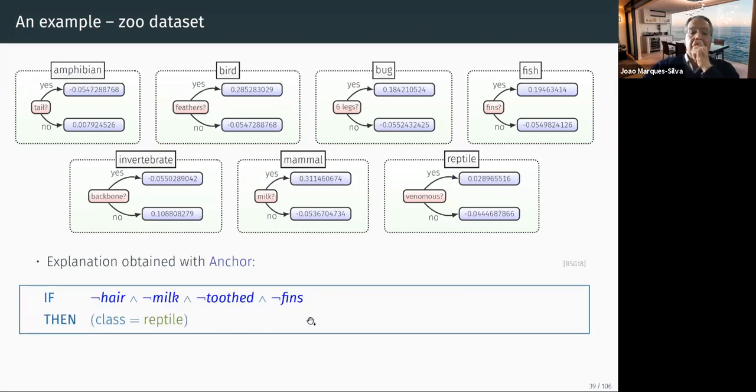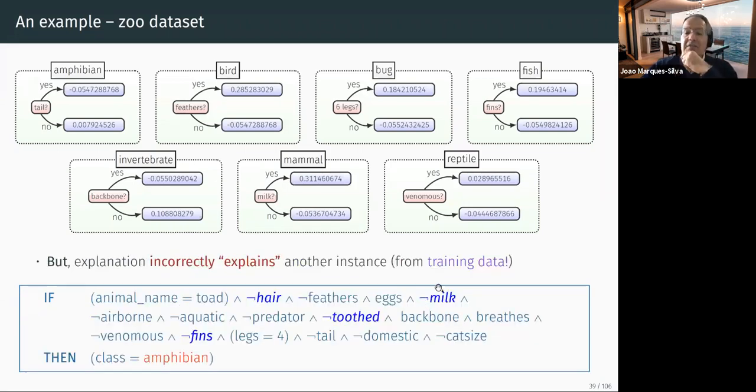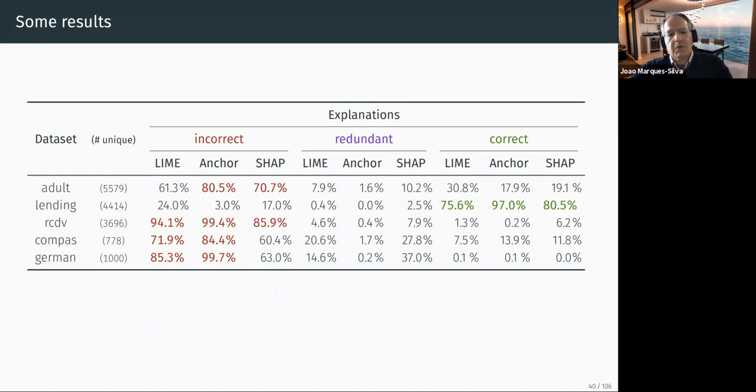Well, the problem is that even in the training data, so it's not test data, it's just training data, the same explanation incorrectly classifies another instance. So we have another example where the class should be amphibian and the same literals are true. Again, if we use the explanation of Anchor, we should be saying it's a reptile. So that would be incorrect.